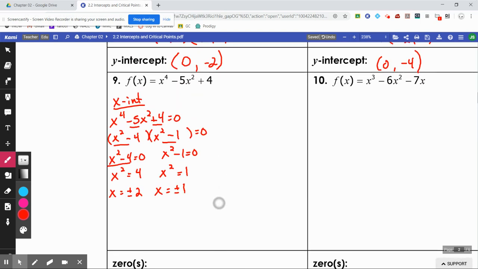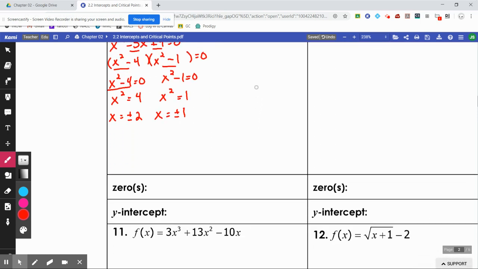So this thing's actually got 4 different x-intercepts. If you were to graph this, here's the reason why. It's actually going to be a W shape, and it's going to have 4 different crossing points. We'll talk more about those later.